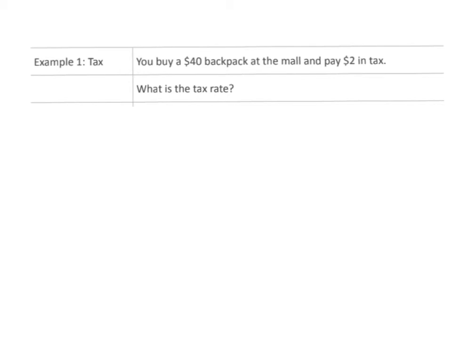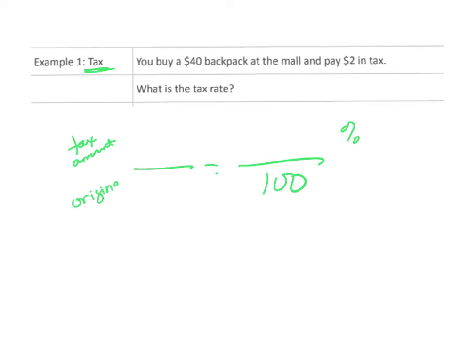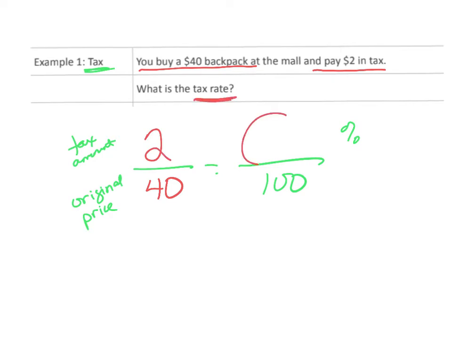So let's go ahead and start with this first one. Remember, we're going to be dealing with tax, so the tax amount goes on the top, and the original price goes on the bottom. So that I'm going to set up each time. So let's go ahead and figure this out. You buy a $40 backpack. So that's our original price. I'm going to put that on the bottom. At the mall you pay $2 in tax. That's not the percent. It's the amount that you paid. What is the tax rate? And that is the percentage that we need to find.